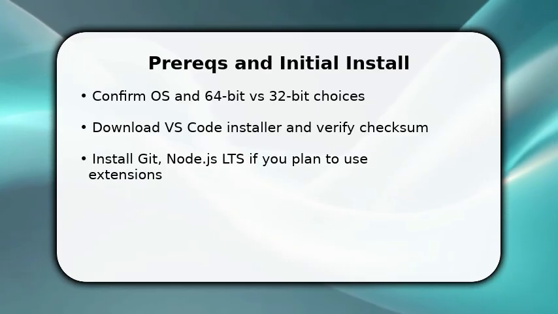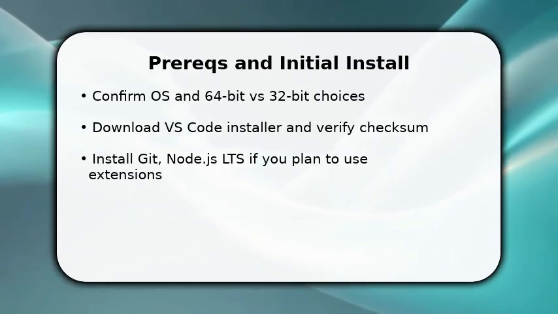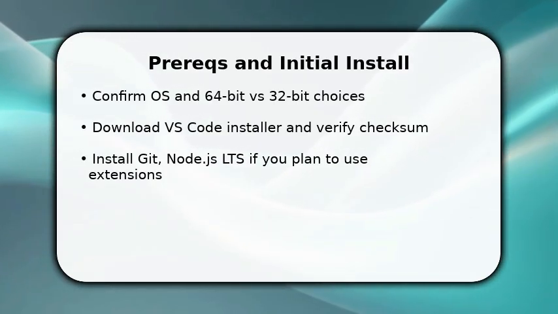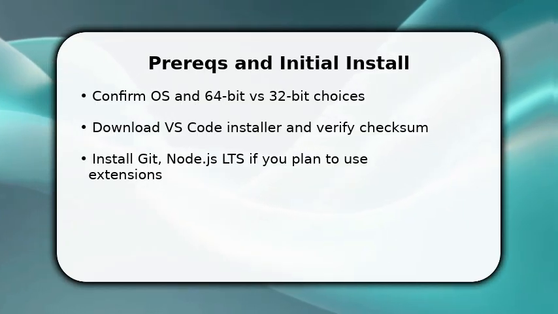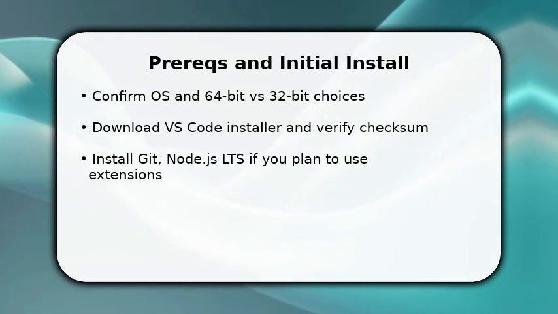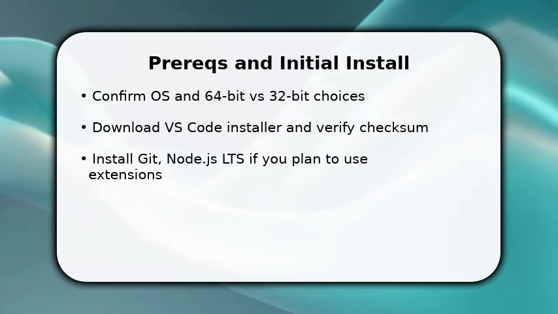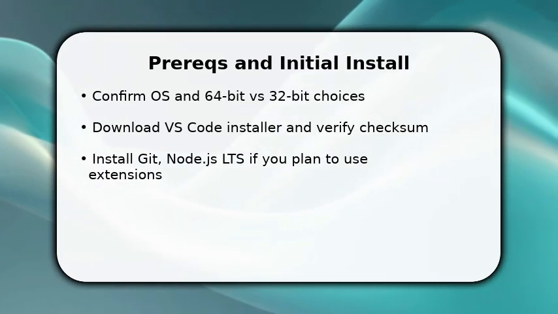You'll start by confirming prerequisites: OS type, Git, and Node.js if you plan to use extensions. Once confirmed, run the VS Code installer. Choose 64-bit for modern machines and enable path integration so you can launch code from terminal.